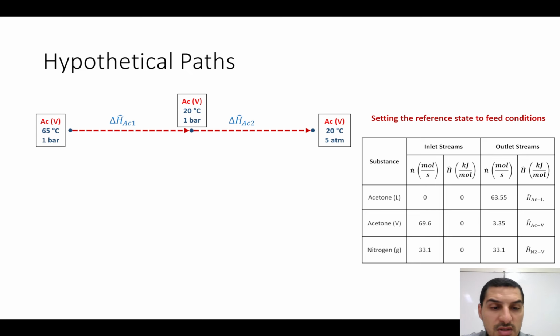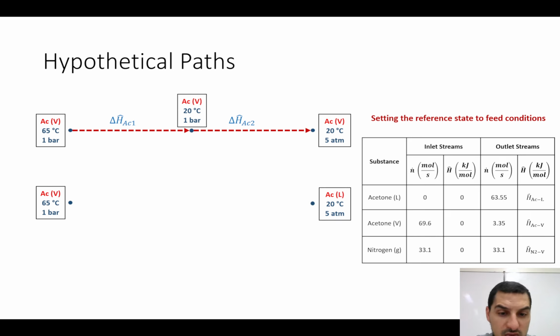The same for nitrogen, but let's go for the other acetone. So I'm going to have acetone vapor at 65 degrees Celsius and 1 bar, and then it will turn into acetone liquid at 20 Celsius and 5 bars.